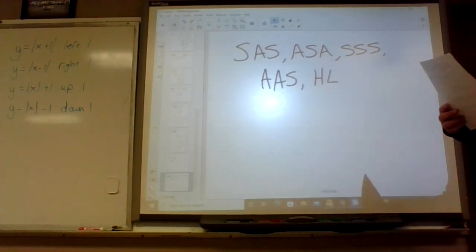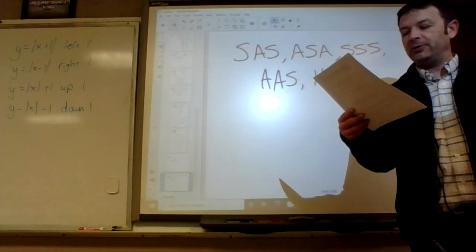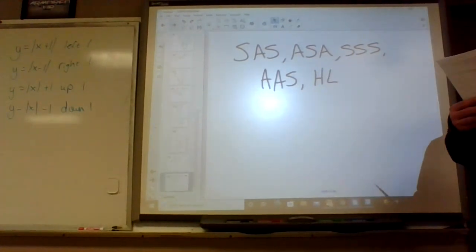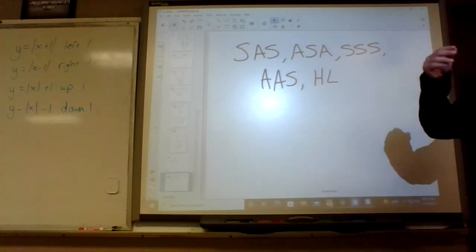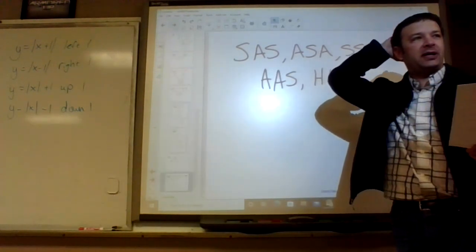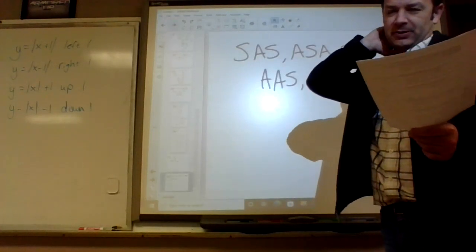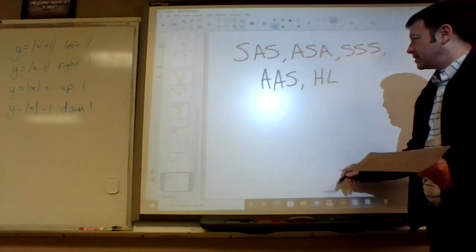Okay, B. So what do we know on B that is congruent that they do not show? Vertical angles. The vertical angles are those angles in the middle. So if those are congruent, what do we got? SAS. No. ASA. Yeah!